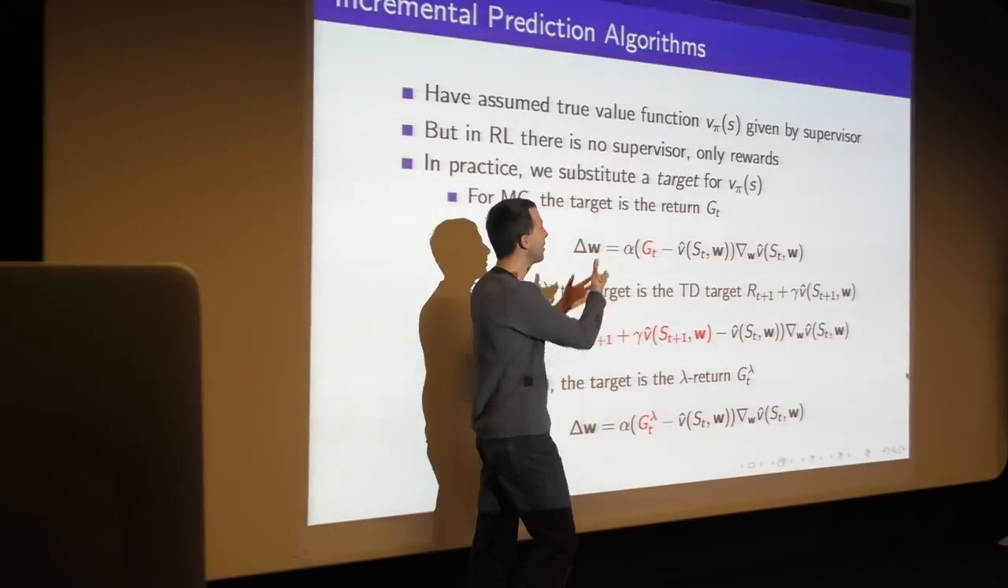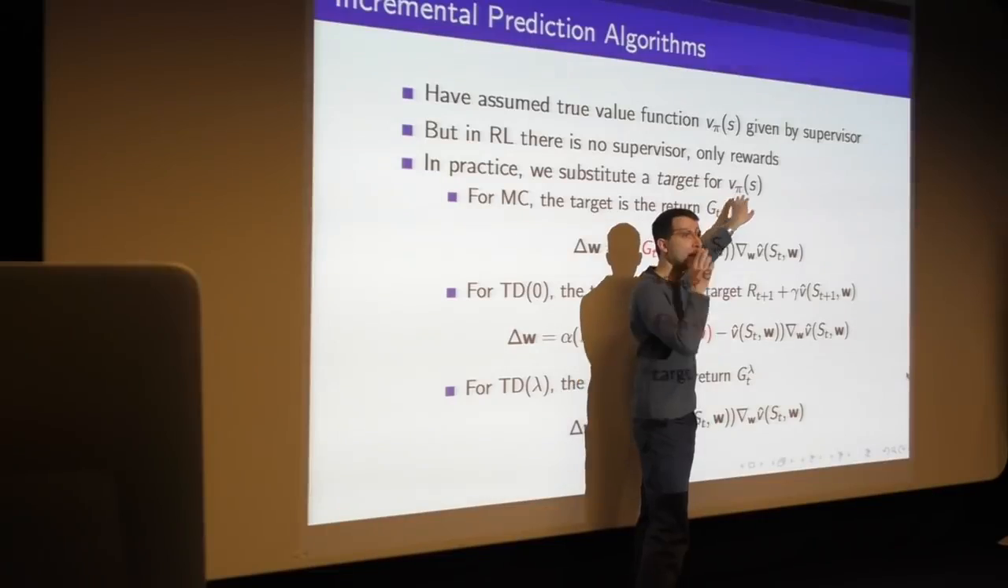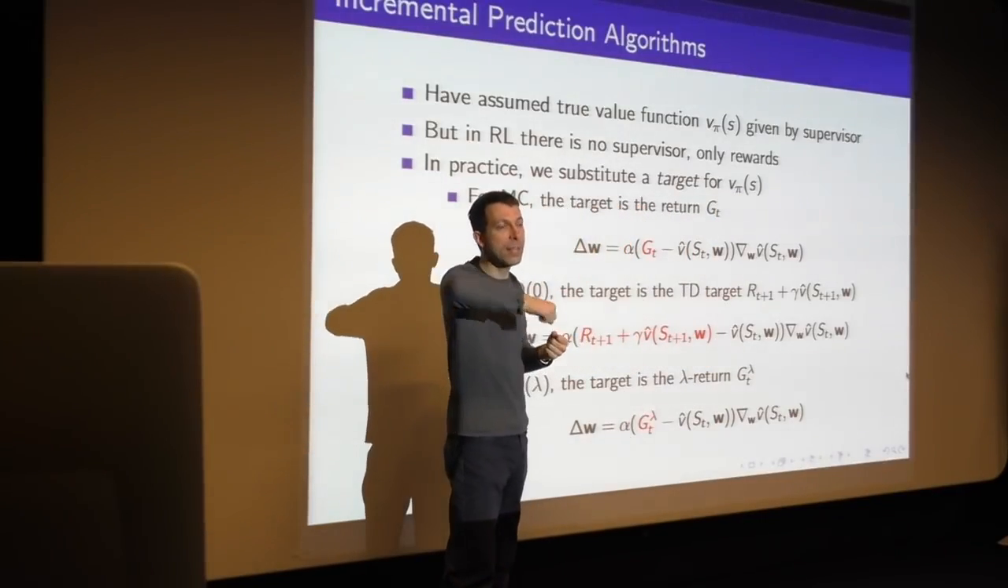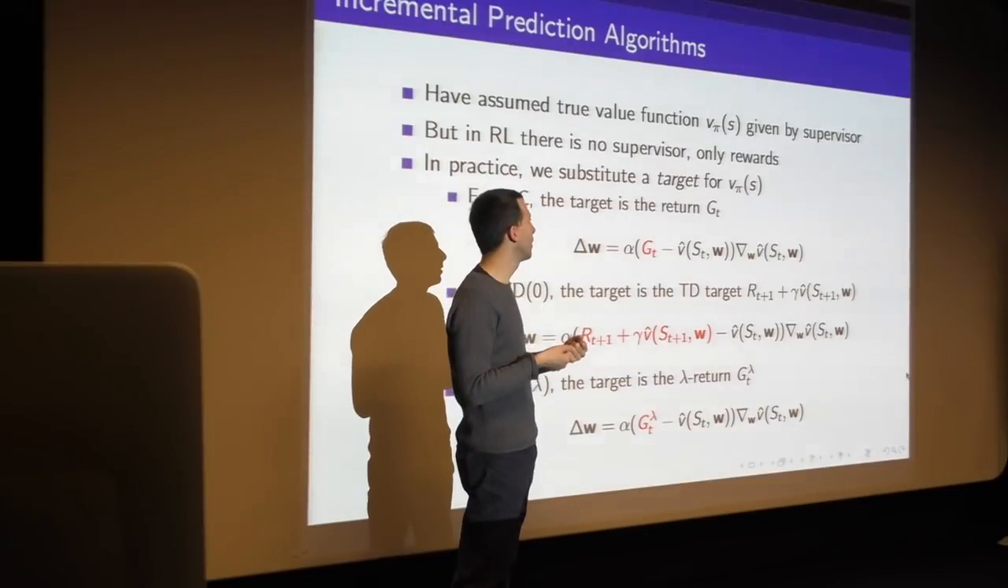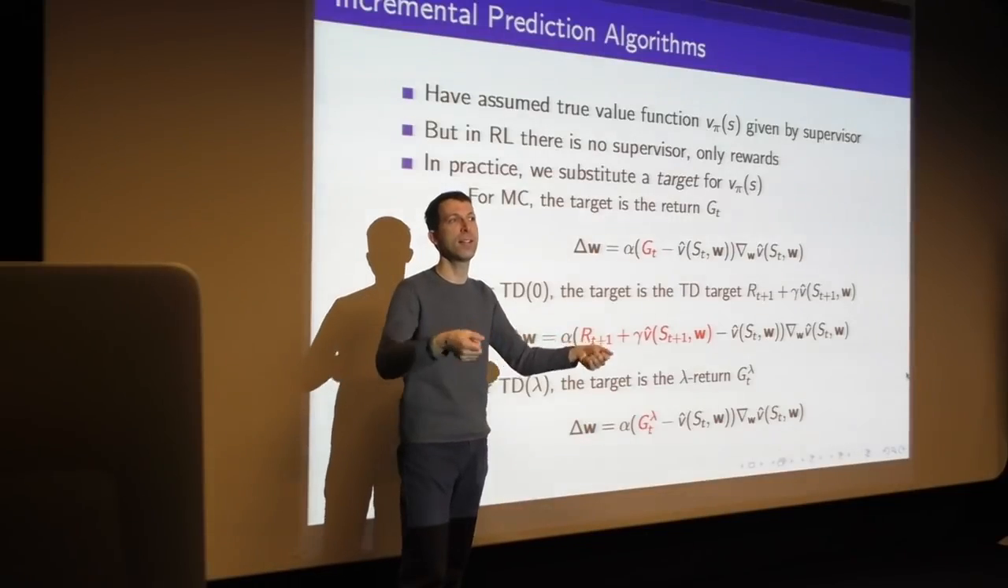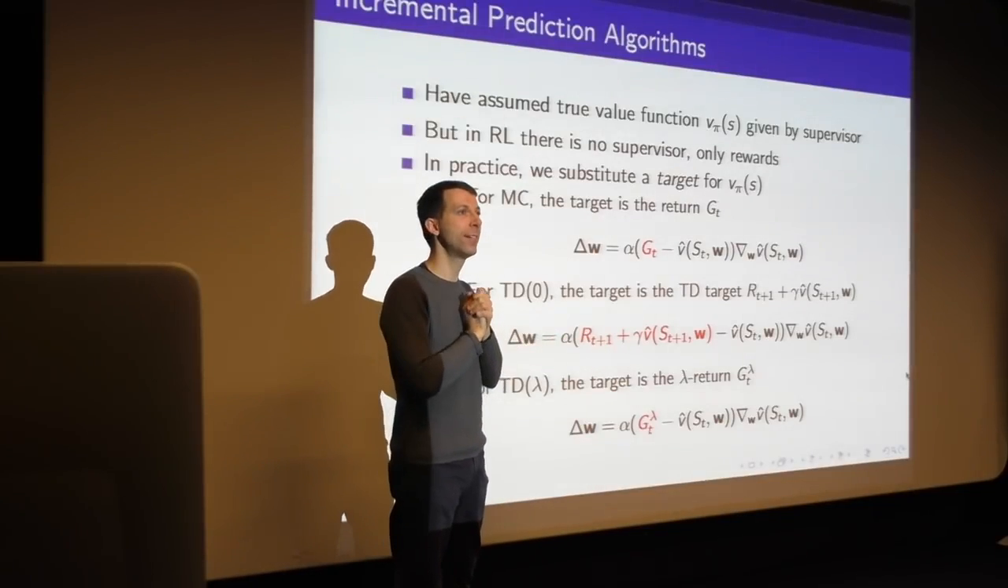We basically take our supervised targets, our v pi's, and we replace them with the return. So now we're just updating things. We're fitting our value function towards the returns. The returns become the supervisor. So we're kind of doing supervised learning on the returns. Is that clear?